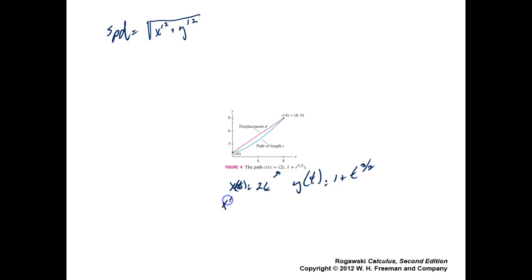Take a derivative. x prime of t is equal to what? 2 for 2. Okay. y prime of t is equal to 3/2 t to the 1/2. Yeah, okay. I thought you just said 1. Okay, what's the next thing we got to do?